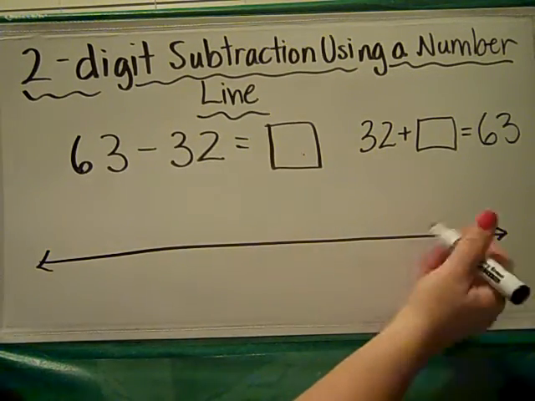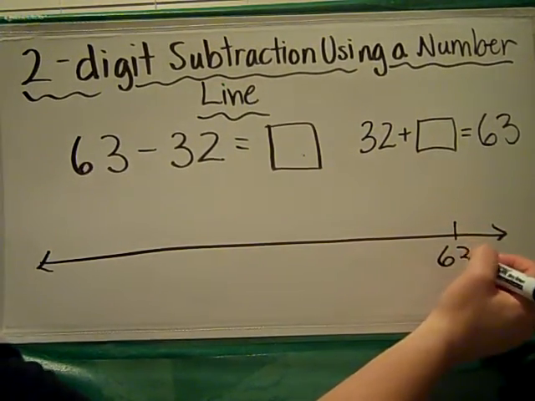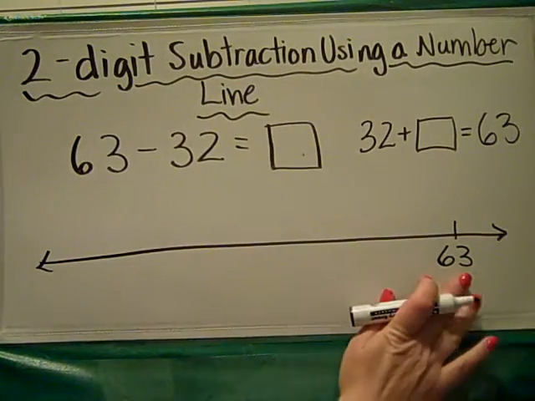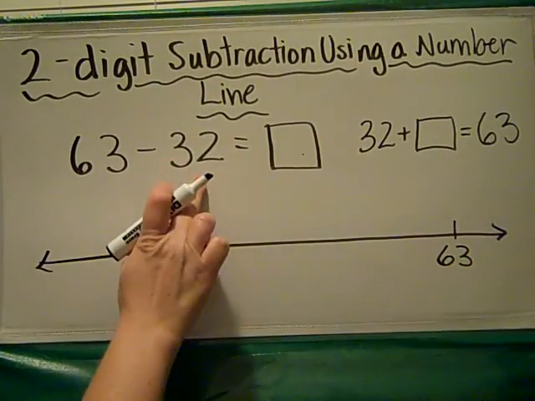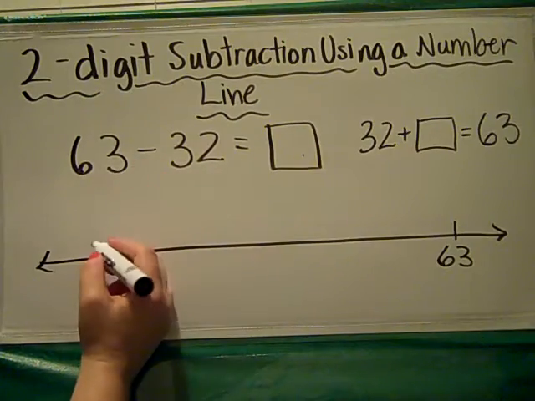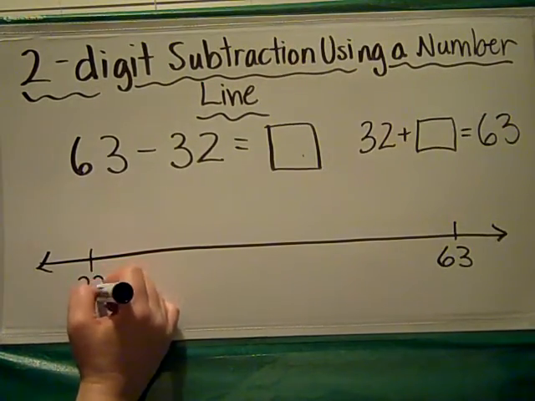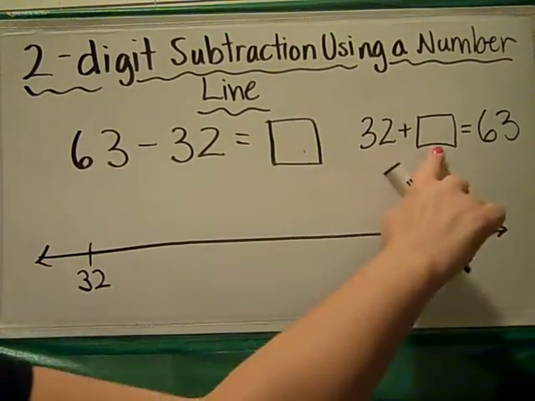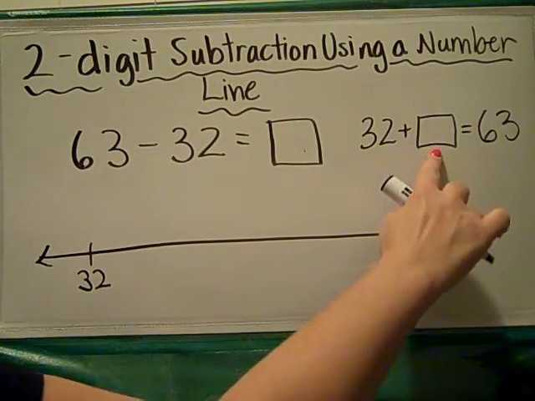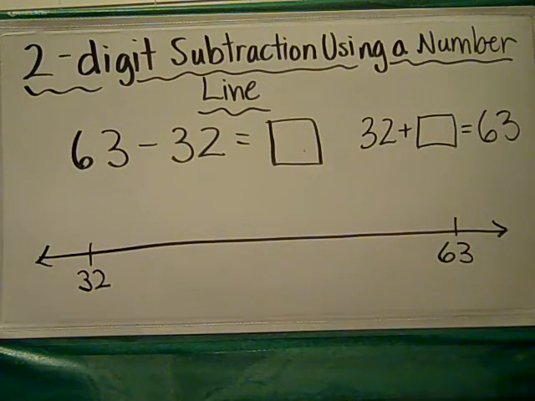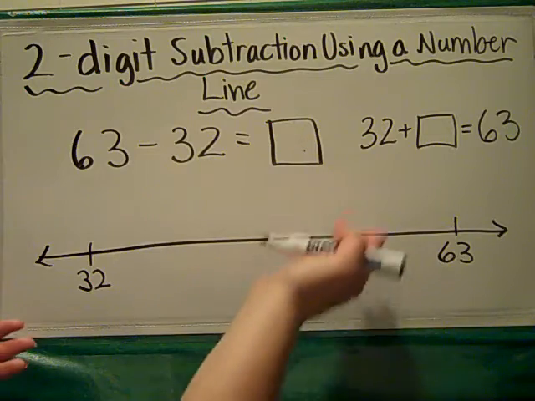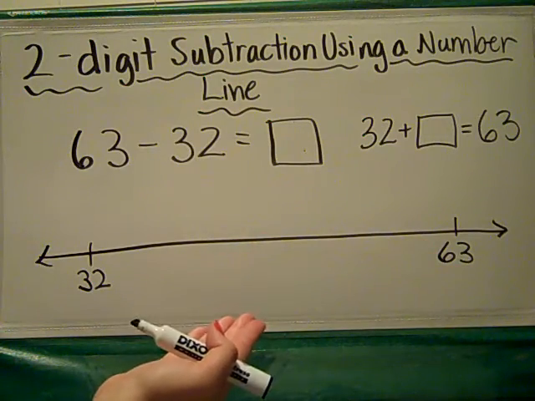So what I'm going to do is put my total always on the right-hand side, because that is the biggest number, so it's going to be all the way to the right. And I know that I can start at 32. That's one of my addends. And what we can do to add is hop a certain number to get to 63. So if you're more comfortable counting forwards, you can do it this way as well.